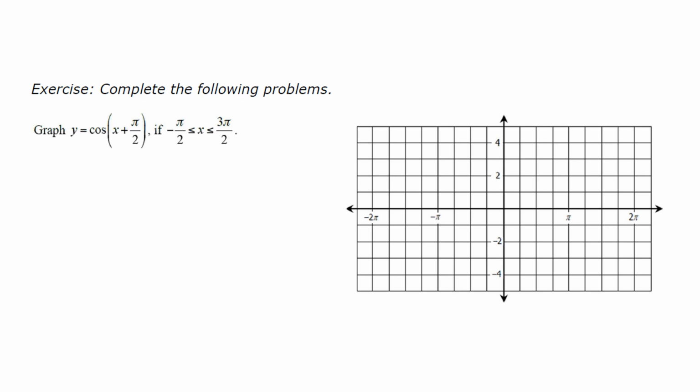All right. Here we're asked to graph y equals cosine of x plus pi over 2 if x is between negative pi over 2 and 3 pi over 2. So we're only graphing within this interval. Okay, so let's label that on our graph. So negative pi over 2 would be right here, and 3 pi over 2 would be right here.